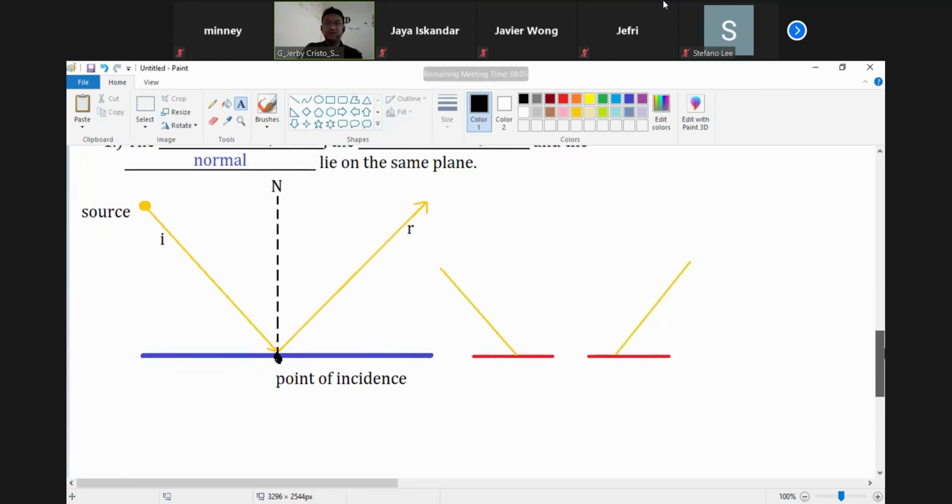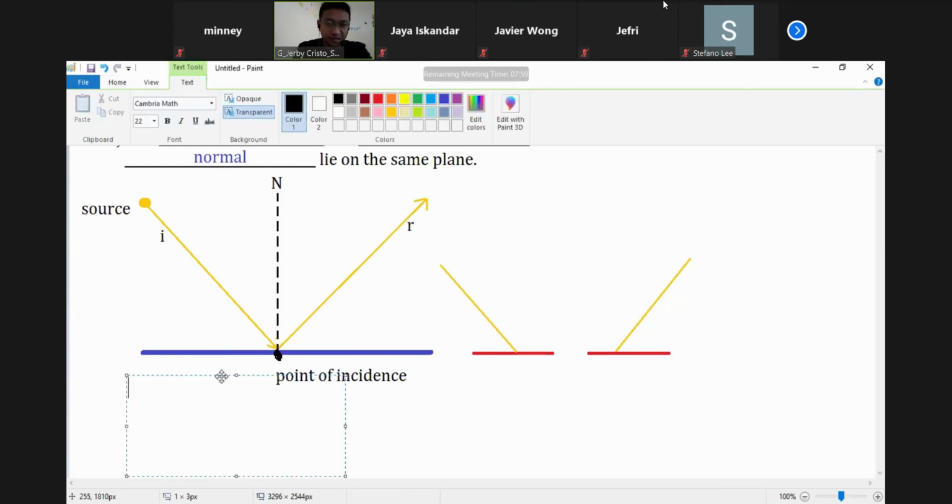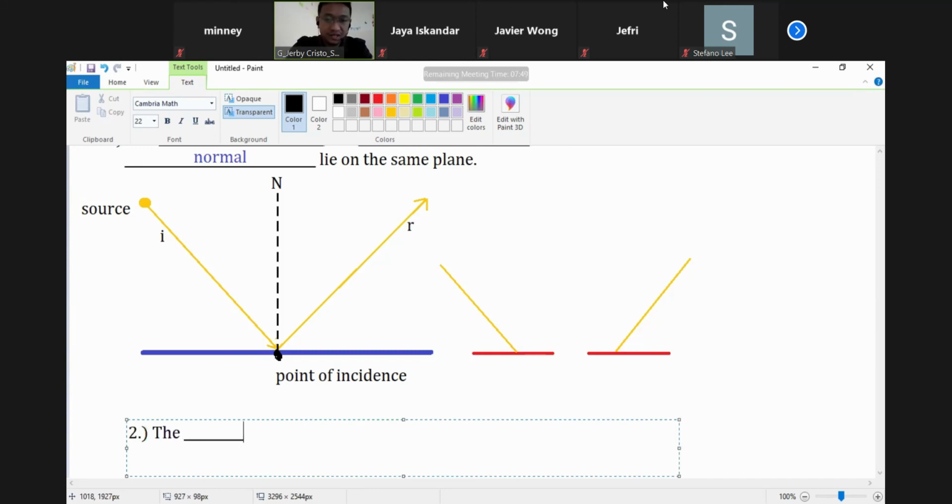Next, for the second part of the law, I want you to complete again the statement. For the second part of the law, the blank is equal to the blank. What are the missing terms here? Angle of incidence and angle of reflection. That is correct, Jaya.